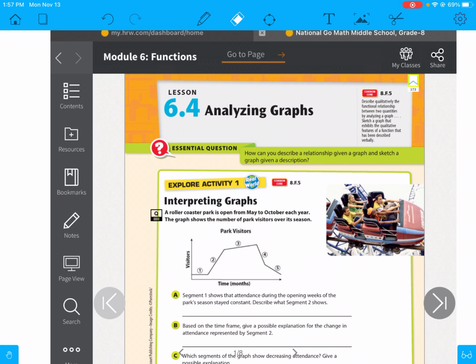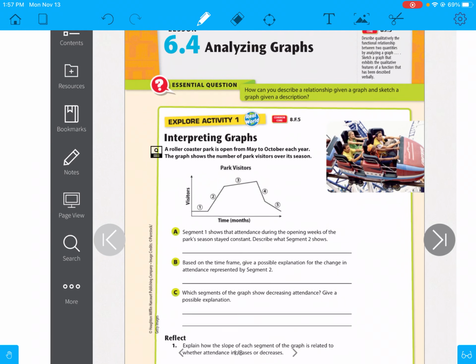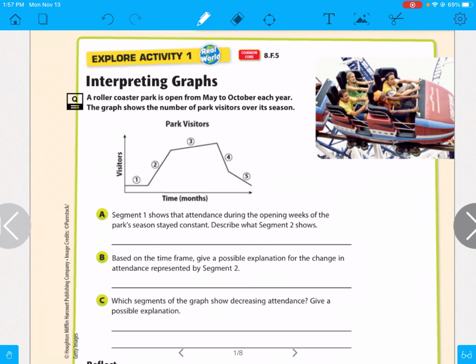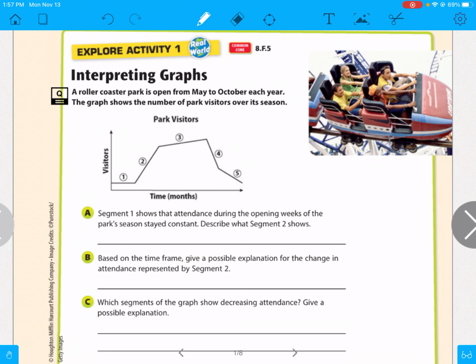Hello, this is Mr. Roush teaching you Module 6.4, Analyzing Graphs. So our essential question is, how can you describe a relationship given a graph and sketch a graph of a given description? So if you look at this graph up here, interpreting graphs.